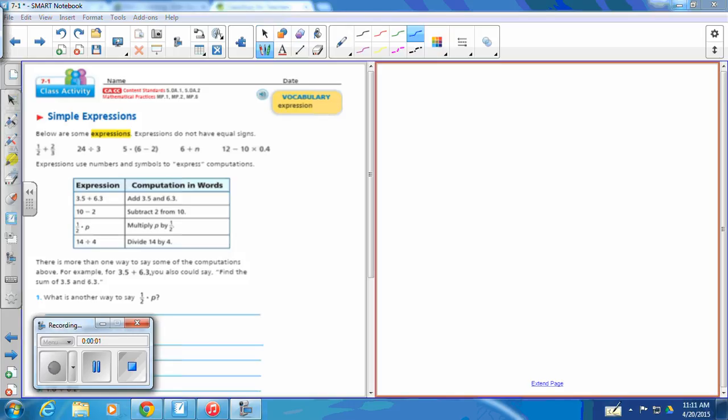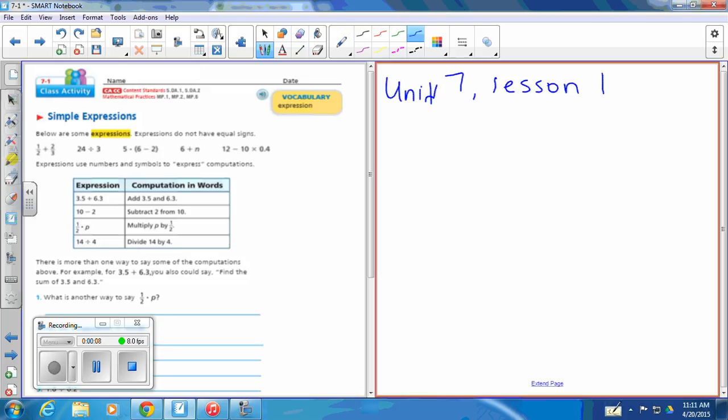So this is Unit 7. Oh, goodness. This is Lesson 1. And our focus, the main thing that we're trying to learn, is how to read and write expressions.